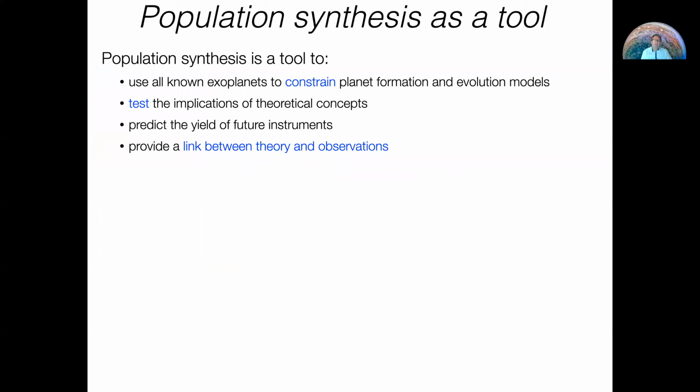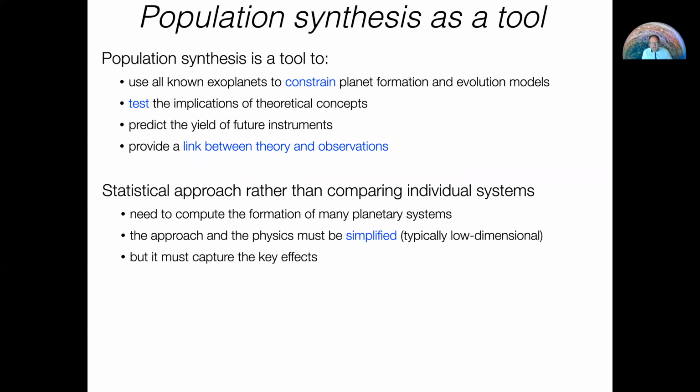So population synthesis is a tool to use all the known exoplanets to constrain planet formation and evolution theory. It's a way to observationally test the implications of theoretical concepts. So maybe you find that it is in disagreement, and then you have to move on with a certain theory. It can also be used to predict the yield of future instruments. This is interesting on the observational side, and as such, I think it provides a good link between theory and observations. It is a statistical approach rather than comparing to individual systems, although this is another aspect which is equally important. Comparing to the solar system or to some special systems like TRAPPIST-1 is of course also important.